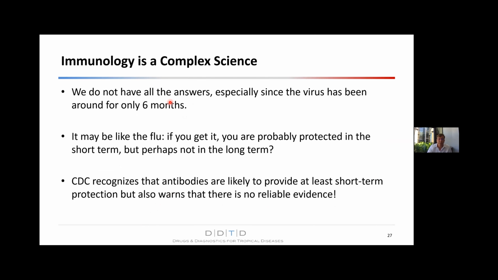So again, I don't have all the answers, especially since the virus has been around for only 6 months. My words of wisdom, if I can call them like that, is that it may be like the flu. If you get it, you're probably protected in the short term, but perhaps not in the long term. And the CDC on its website states that the antibodies are likely to provide at least short-term protection, but also warns that there is no reliable evidence.